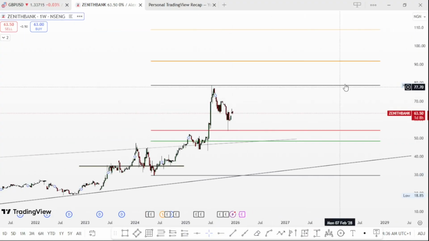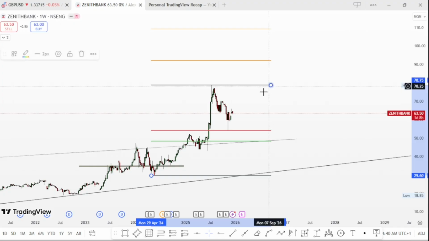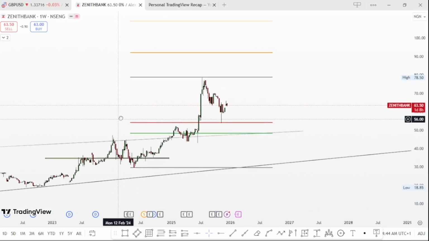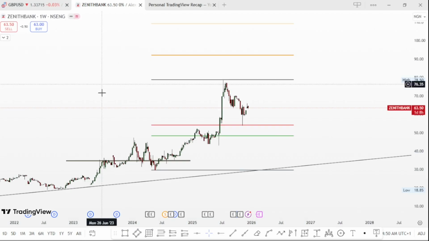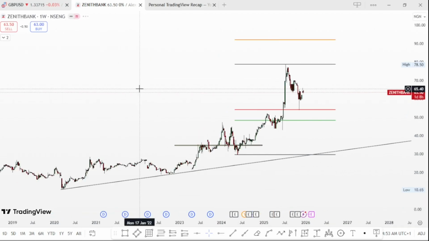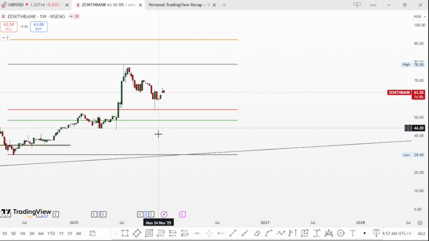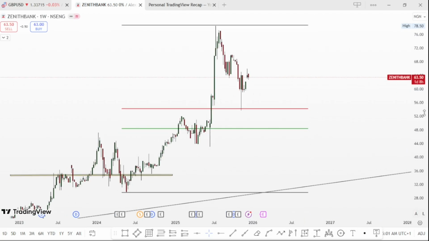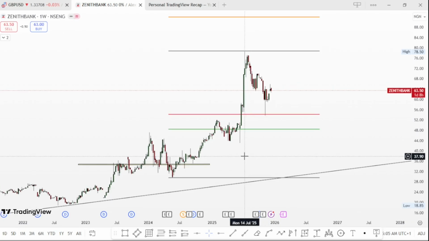So looking at Zenith Bank, I'm predicting that this one would rally. Let me take this out. So using top-down analysis, I can predict any financial asset I can get my hands on.